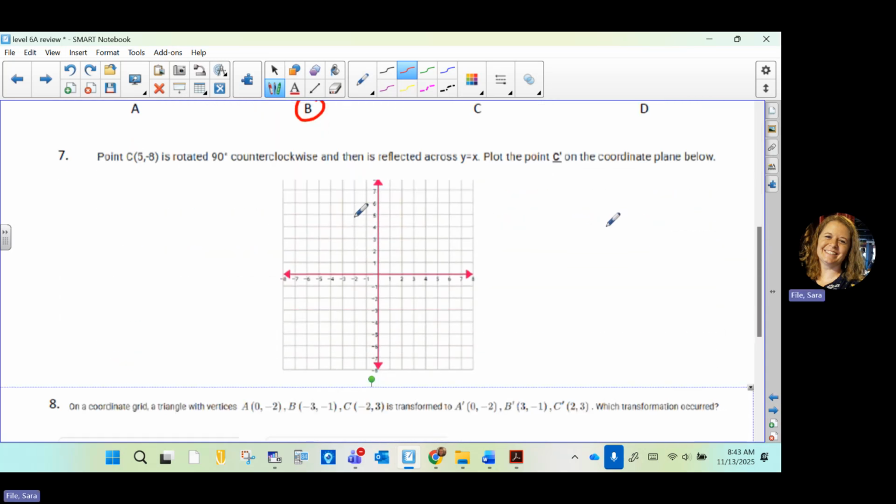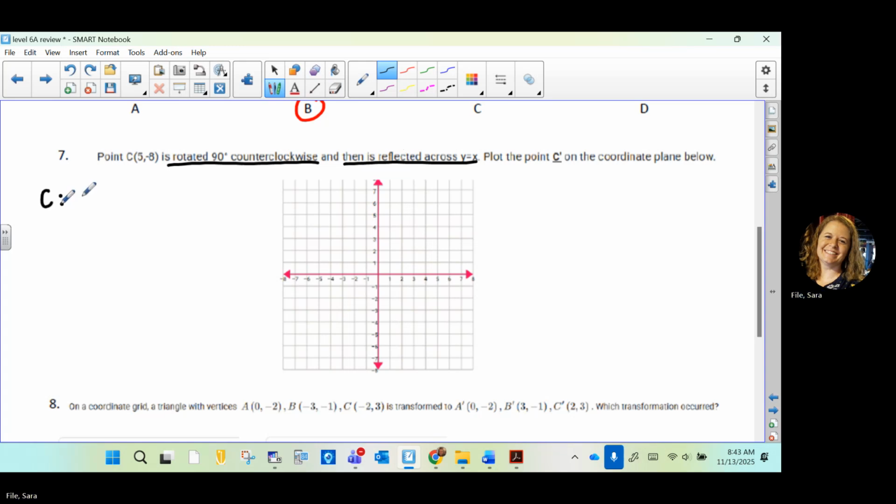All right, C is just plotting a point. It says your point C starts at (5, -8) and is rotated 90 degrees counterclockwise and then reflected across the x-axis, or excuse me, across y = x. So we have to find both of these rules and then apply them in the right order. Okay, so I'm going to have C, which starts out at (5, -8).